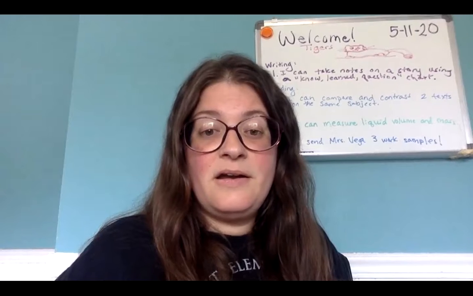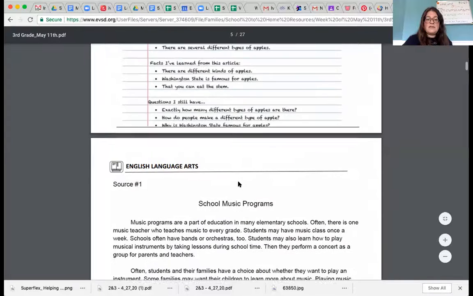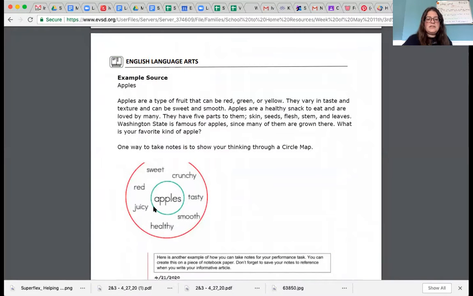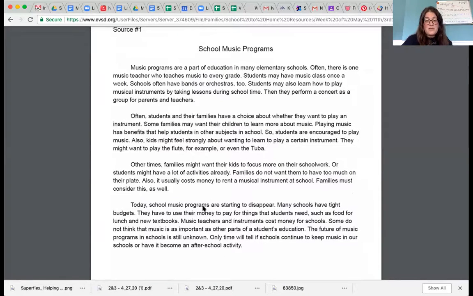In our packet, which I'll show you one more time, they have an example here with the apples, which I didn't read you that little paragraph, but they drew a circle with the word apples in it, and then they just jotted down some words that were important from the article. And you could try that too to get your ideas flowing. If you wrote school music programs, and then you took some notes about what the things were that were talked about in this article, that might be another way to take notes.